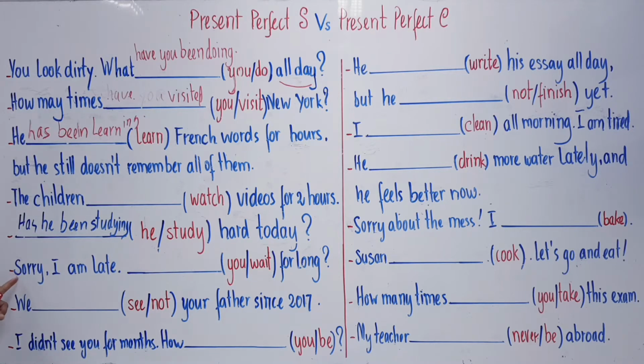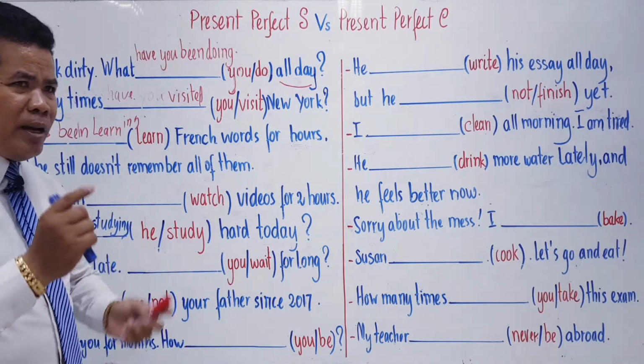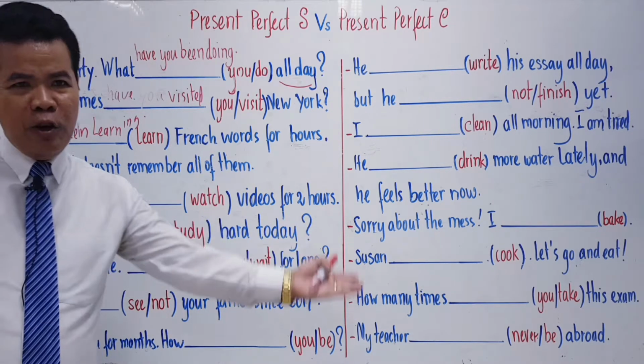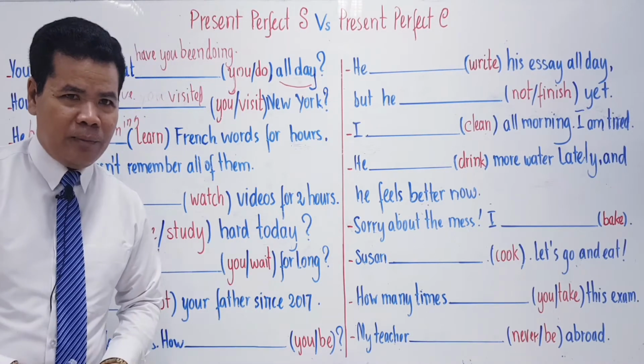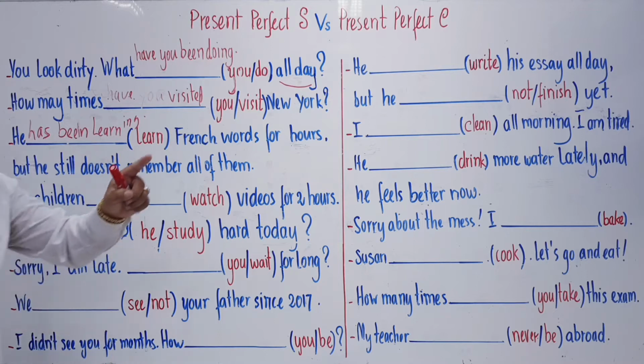You say, sorry, I am late. Sorry, I am late. And then, blank, you wait for long. Try to imagine the situation. When you come, as soon as you arrive, somebody is still there. Example, your friend waits for you, but you don't know how long they have been waiting for you, right? But as soon as you arrive home, when you open the door, you can see your friend sitting on the sofa.